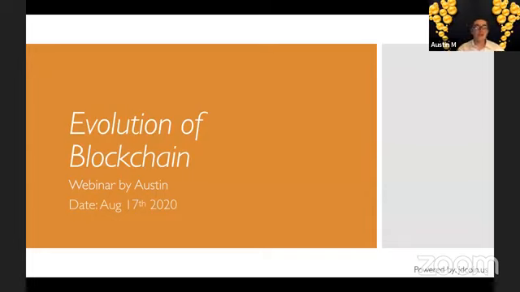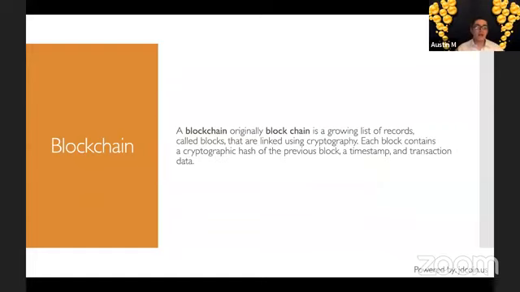Starting off with a quick overview as to what blockchain is. Again, we discussed it last seminar, but in essence, a blockchain, which was originally referred to in separate words, block and chain, is a growing and expanding list of records known as blocks. Each individual block contains a cryptographic hash, which is an immutable transaction signature of the previous block. And immutable all that means is it is unable to be changed and not able to be altered.